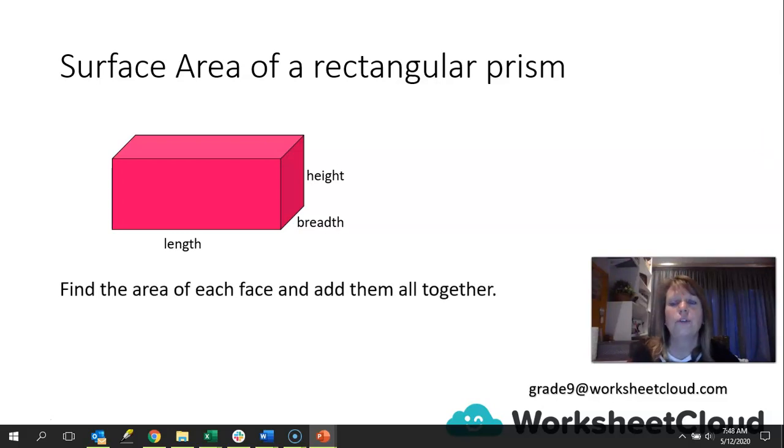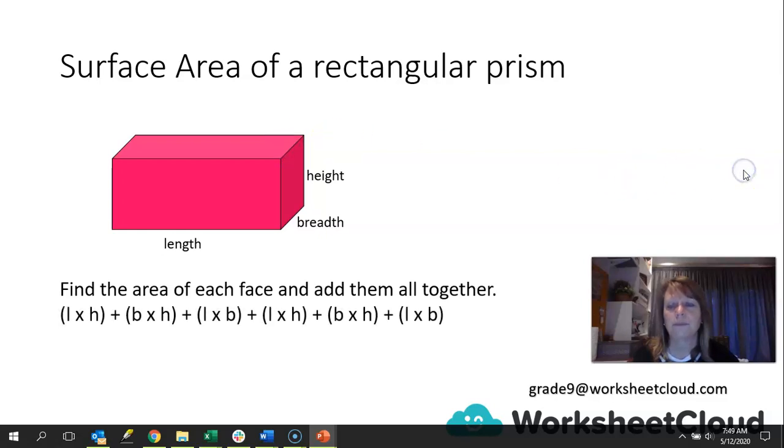So to find the surface area of the whole prism, you need to find the area of each face, and you have to add them all together. If you have a look at this diagram, that is a face, that is a face, and then the top one is a face. So to get this one here, it would be length times height. To get this one here, it would be breadth times height. And to get that one there, it would be length times breadth.